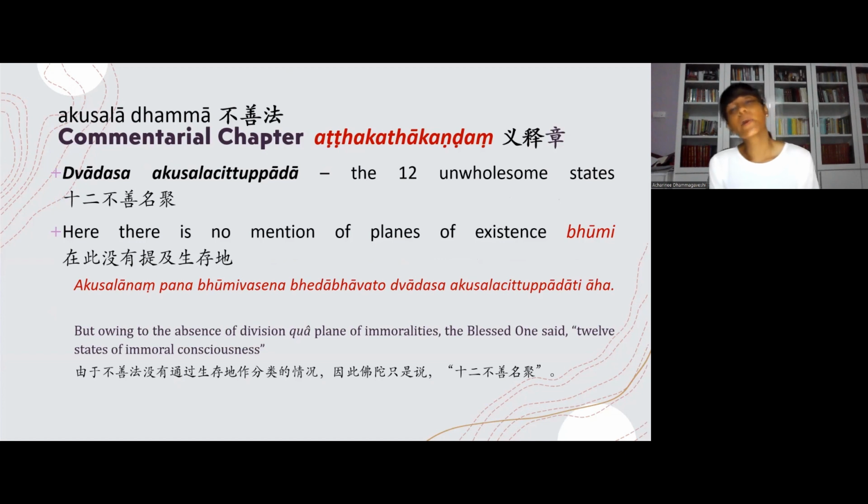Dvādasa Akusala Chittuppada, the 12 unwholesome states. Now, in this context, unlike when the Kusala Chitta was described as Chatusu Bhumisu Kusalang, there is no mention about planes of existence or Bhumi. This is because every single Akusala Chitta belongs to just one plane, that is the Kama Avachara Bhumi. Because there is no division, there is no necessity to mention specific planes.